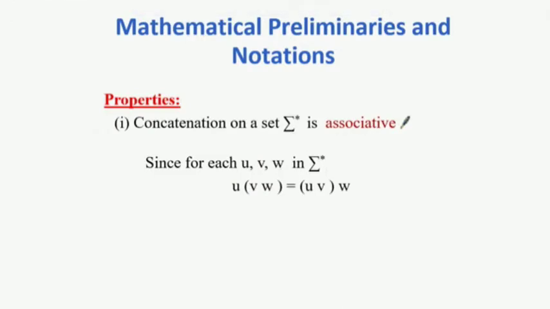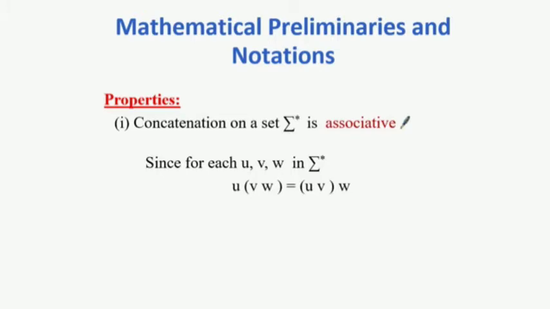What is meant by associative? This is a set of properties concerned with mathematical preliminaries. Concatenation on the set Sigma star is called associative. What is associative? If u, v and w are taken as strings and you concatenate them all together, finally all will become equal.